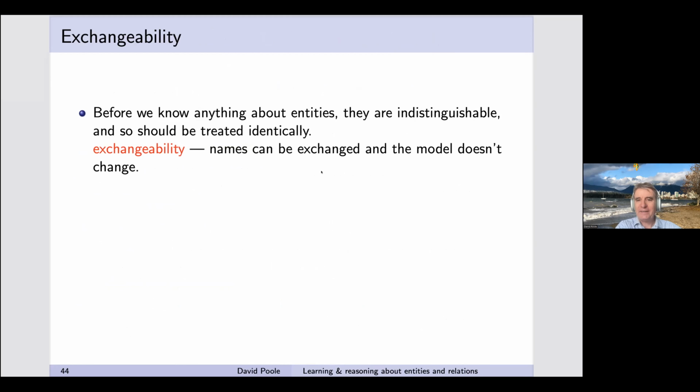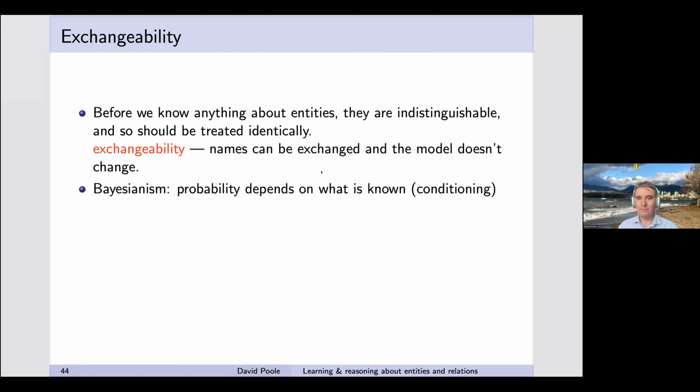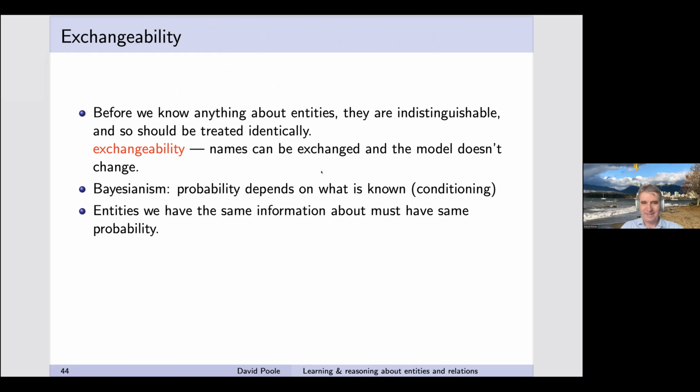So before we know anything about the entities, they're indistinguishable, so they should be treated identically. That's called exchangeability. The names can be exchanged and the model doesn't change. If you're a Bayesian, the probability depends on what's known. It's called conditioning. You have your uncertainty, you condition on what you know. So entities about which you know the same thing should be treated the same, just arbitrary names.